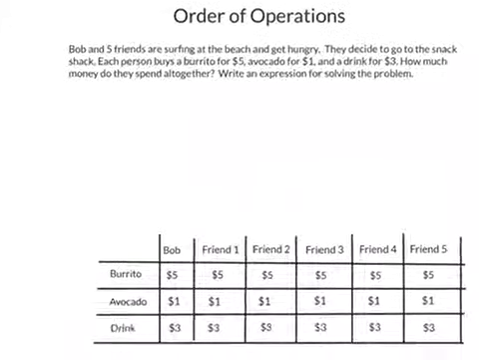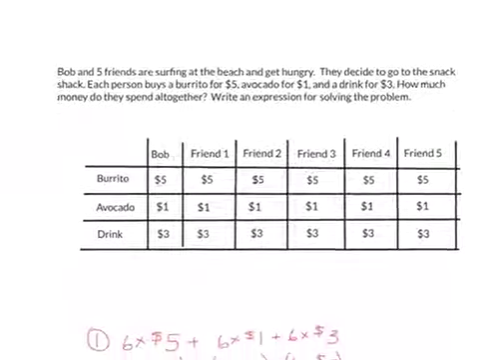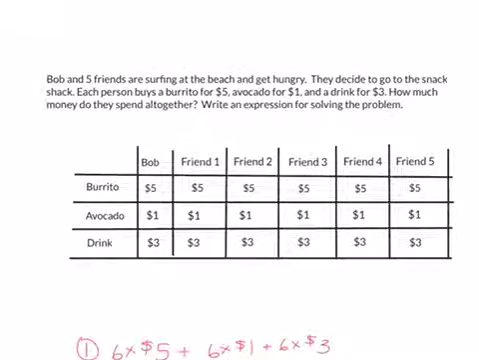Okay, if we look at that, let's shift things around. Here we have the problem set up. So we have Bob and his 5 friends. Friend 1, 2, 3, 4, 5. So altogether there's 6 people, right? And then we have burrito, avocado, and drink. And Bob and his 5 friends all get a burrito. They all get an avocado, and they all get a drink, right?